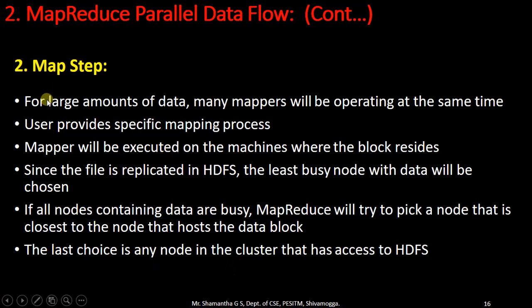In the map step, for a large amount of data, many mappers will be operating at the same time. The user provides a specific mapping process. Mappers will be executed on the machines where the block resides. Since the file is replicated in HDFS, the least busy node with the data will be chosen. If all the nodes containing the data are busy, MapReduce will try to pick the node that is closest to the node that hosts the data block. The last choice is any node in the cluster that has access to HDFS.